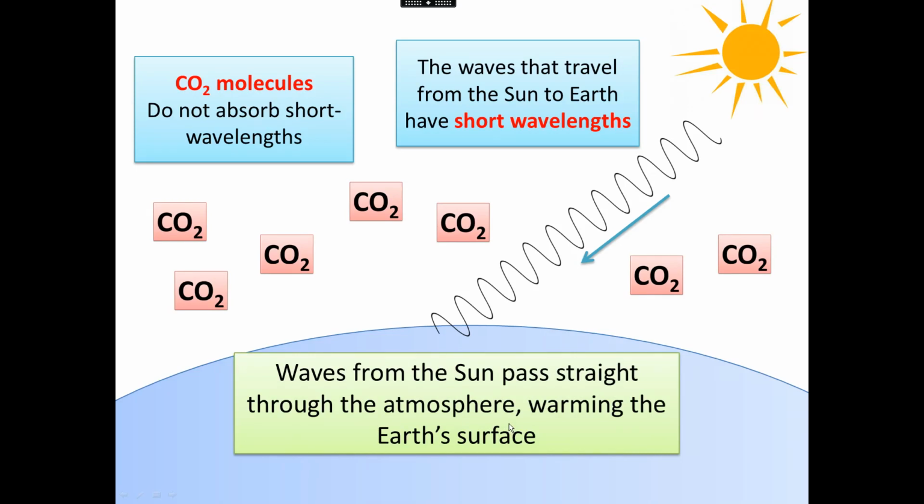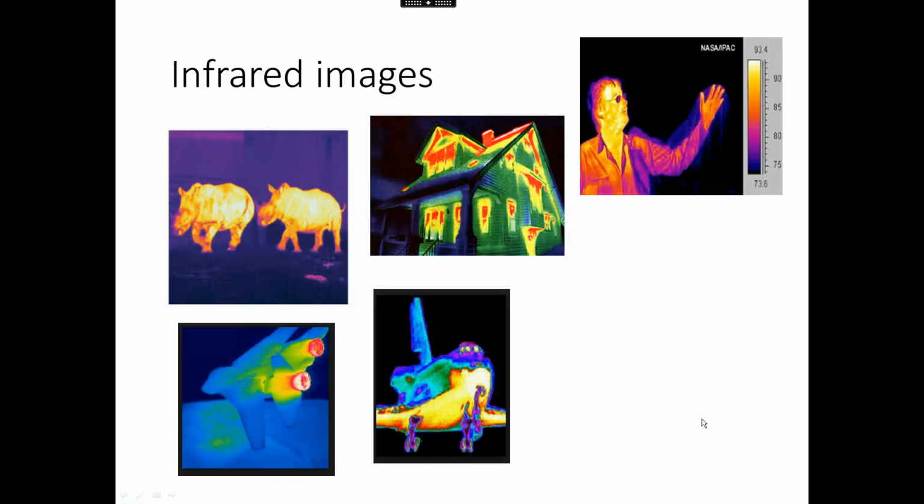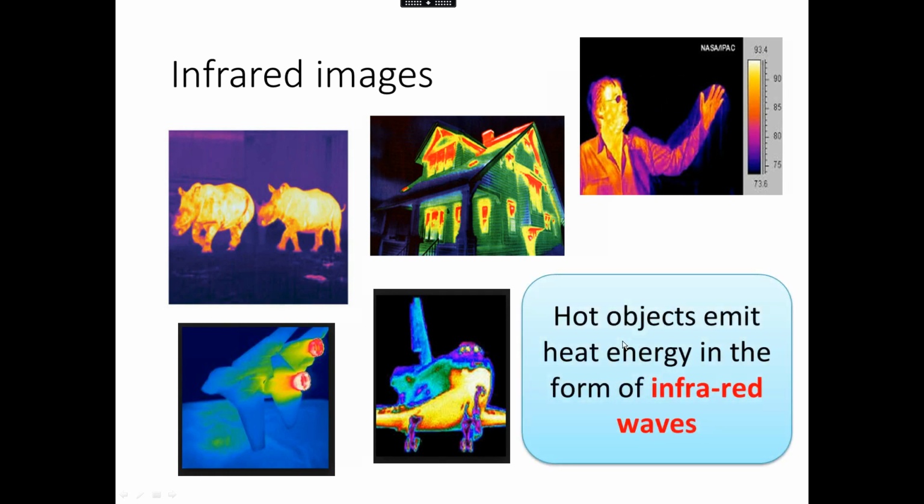Now, when the waves hit the Earth's surface, it warms the Earth's surface. The Earth's surface gets warm. Now, any hot object like the Earth will start to emit infrared. So you might be more familiar with infrared from these sorts of infrared camera images. The hotter an object, the more infrared radiation it gives out. So when the sun's rays warm the Earth and it gets hot, it starts to give out infrared. Hot objects emit, that means give out, heat energy in the form of infrared waves.